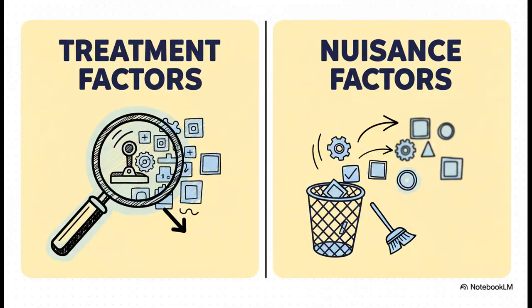And right away, we make our first strategic cut. We divide all those factors into two clean categories. On one side, you've got treatment factors. These are the levers you are intentionally pulling, the things you're changing on purpose to see what happens. But on the other side, you've got nuisance factors. These are the things you might not care about, like the humidity in the kitchen. But you have to account for them because they can secretly corrupt your results.